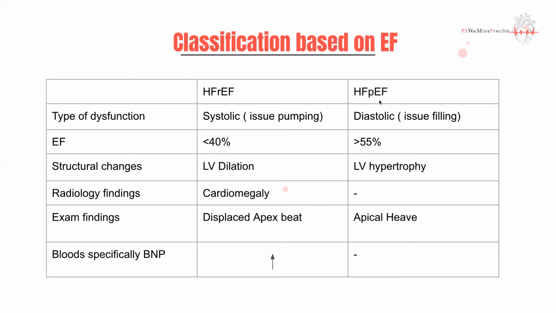Again, going back to basics, why do we have that? Well, we have that because we have a hypertrophied left ventricle, and a hypertrophied strong left ventricle is going to thump strongly against your hand when you place it there, causing the apical heave.